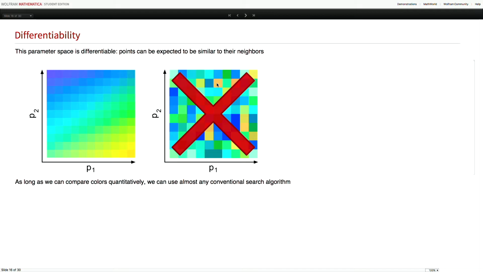And so I call this differentiability. The parameter space is continuous and smooth. We can think about it in the same way that we think about differentiable functions. And this is great because then we can use all of the wealth of tools that we have to deal with differentiable parameter spaces mathematically, so long as we can think of a way to consider colors in a quantitative way. So if we can quantitate the difference between two colors, give that a number, then we can work with all sorts of search algorithms that have already been developed.